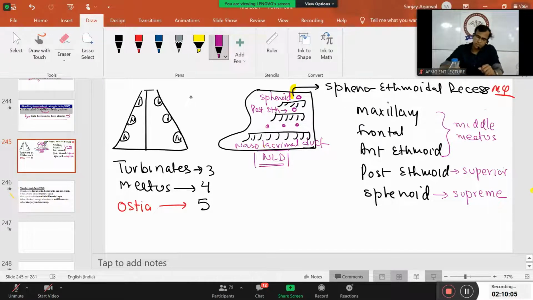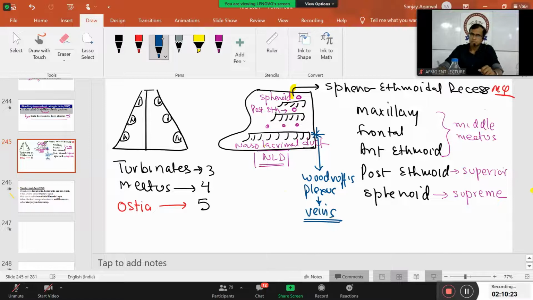That is one more thing. Behind the inferior turbinate, there is a plexus. This plexus is called Woodruff's plexus, and it's a plexus of veins. Venous plexus, as we call it. Woodruff's plexus, behind the inferior turbinate. So these are the main things on the lateral wall of your nose: three turbinates, four meatus, five ostia, these five sinuses, which ostia in which meatus, and the nasolacrimal duct. That's it.